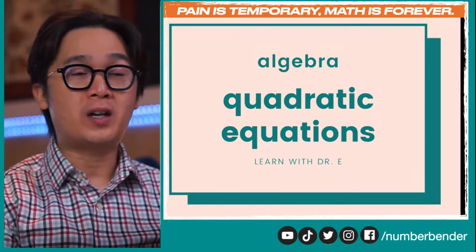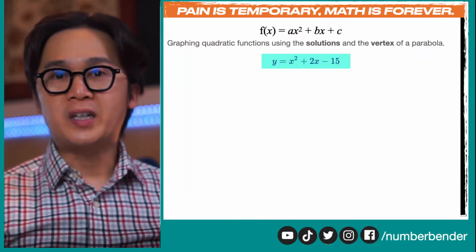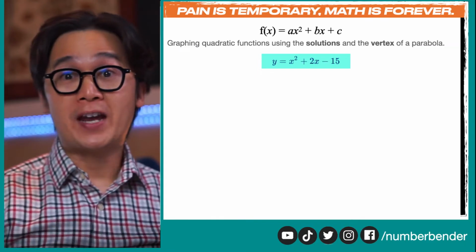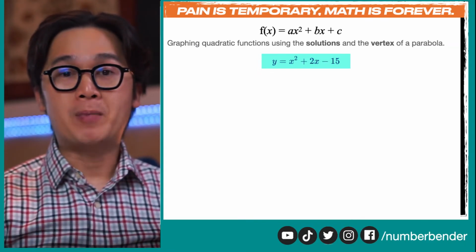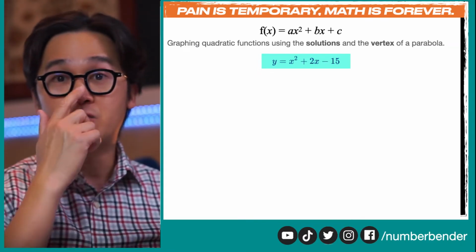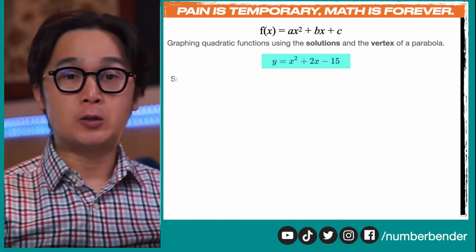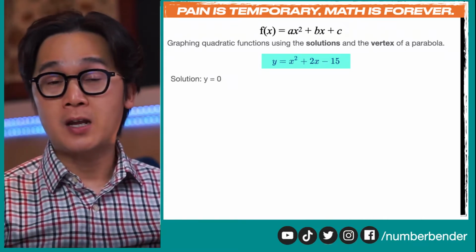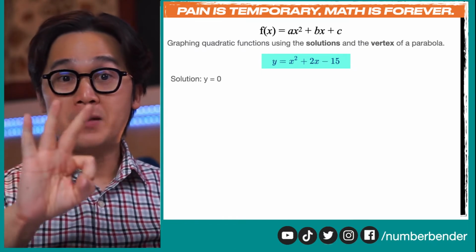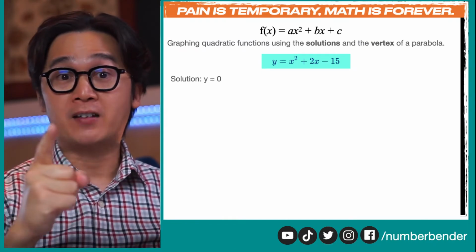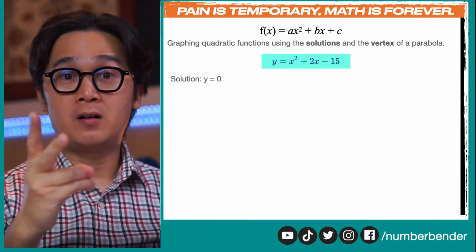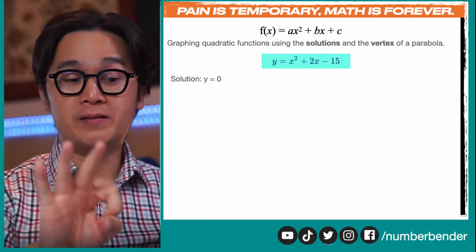So let's have a quick review on how we sketch the graph of x squared plus 2x minus 15 by finding its solution and finding its vertex. Now we know that to find the solution of any quadratic equation, we can do this using three methods. It could either be factoring, completing the square, or using the quadratic formula.